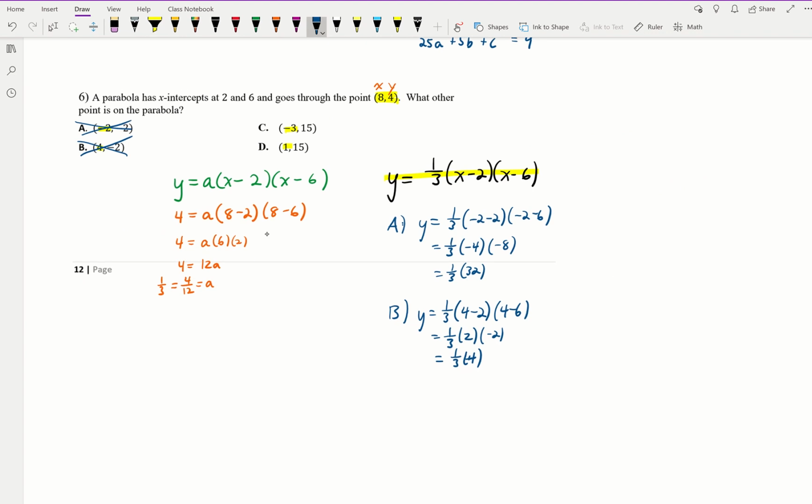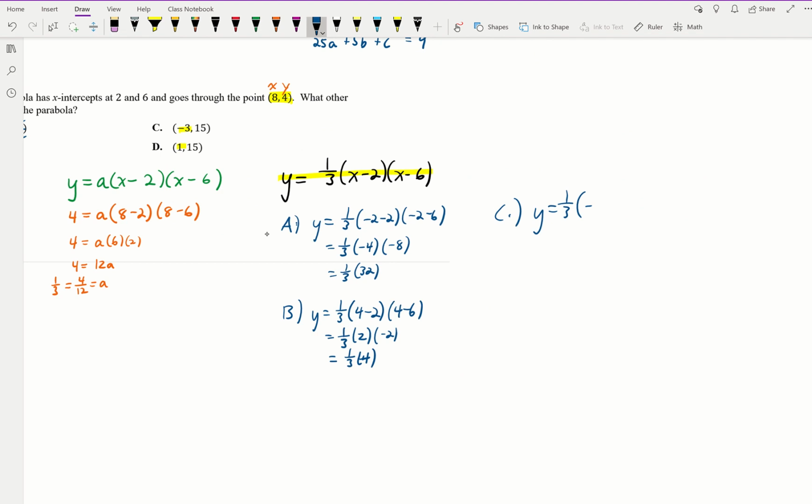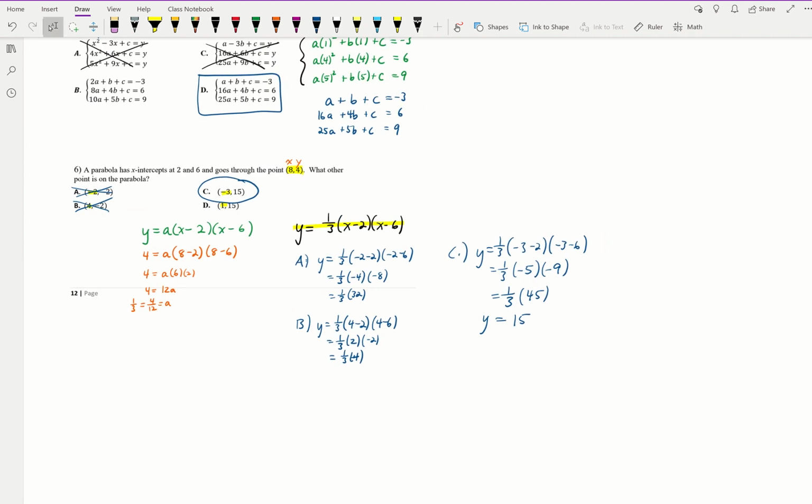Okay, so you can kind of see there's just a lot of work here. For C, y equals 1/3 of -3 minus 2, -3 minus 6. So this becomes -3 minus 2, which is -5. -3 minus 6 is -9. 1/3 of 45. Well, 1/3 of 45 is 15. 15 is the y coordinate. That is our answer. Because of the amount of work involved in a question like this, once you have your answer, I would not mess with the next number. That's not going to work. C is the correct answer.